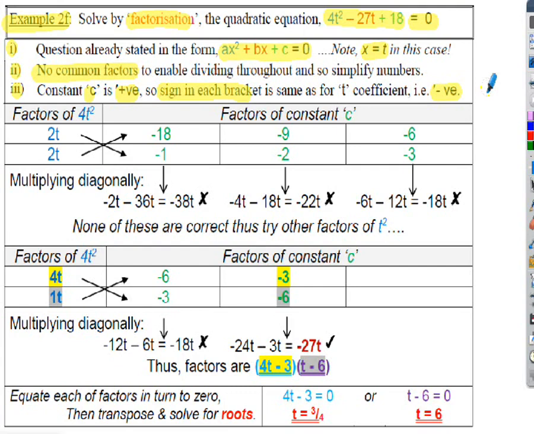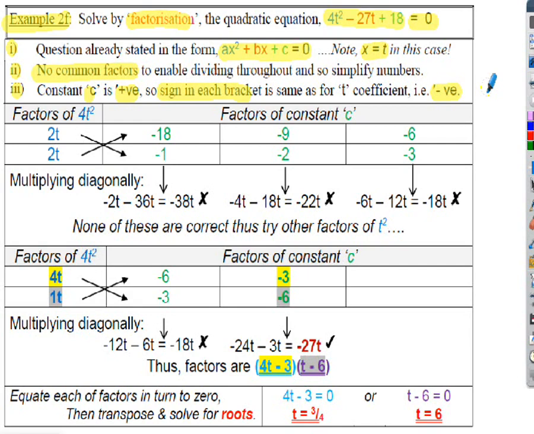So I'm going to use the same tabular approach as we used in the previous question. The only thing that's slightly complicated now is that the factors of the x squared term, or the t squared term in this case, can actually be various values. They're not just going to be t and t, but we could have, for example, 2t and 2t, because they're both factors of 4t squared, or we could have 4t and 1t, because again they're factors of the 4t squared. So we've got slight variation now with the factors of the effectively x squared terms here.